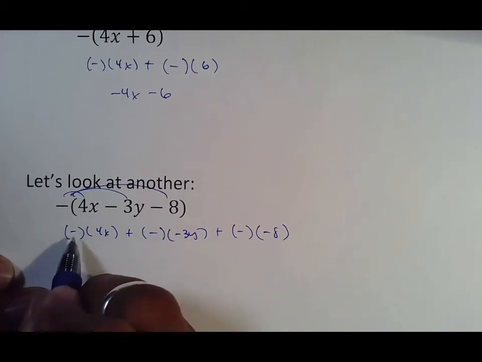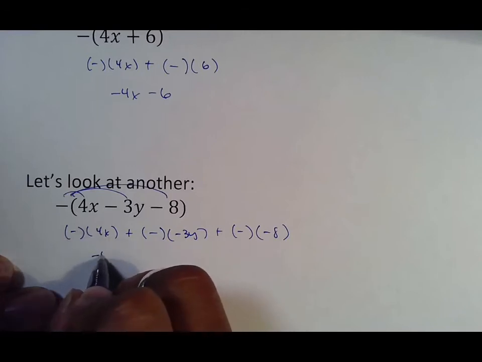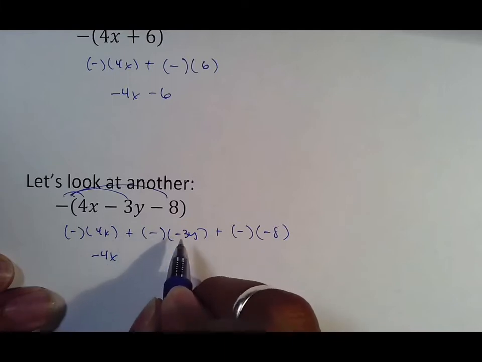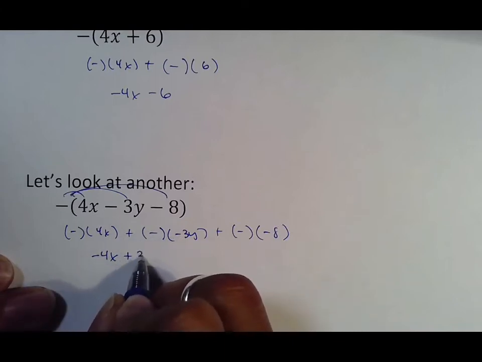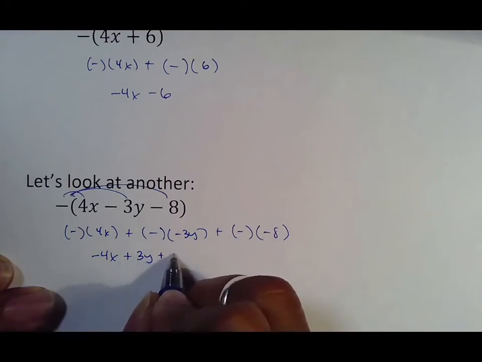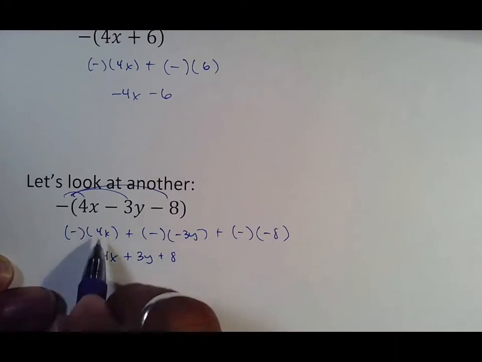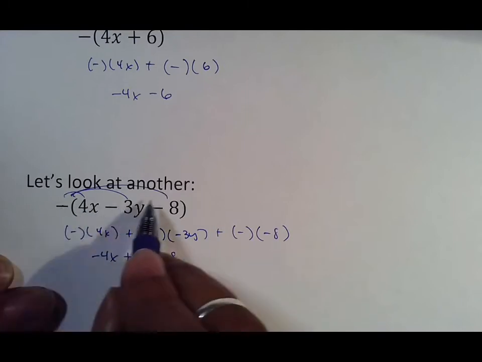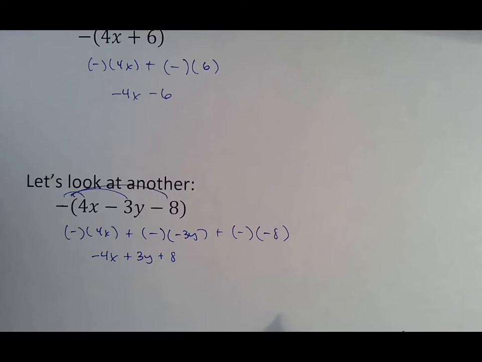So again, opposite of, a standing negative or a negative just by itself, is just opposite of 4x, as we just saw earlier, is negative 4x. But the opposite of negative 3y is a positive 3y. And the opposite of a negative 8 is a positive 8. So again, pretty much the negative just takes everything. That'll become negative, this becomes positive, that becomes positive. And as you continue to work on that, that's pretty much where everything's going.